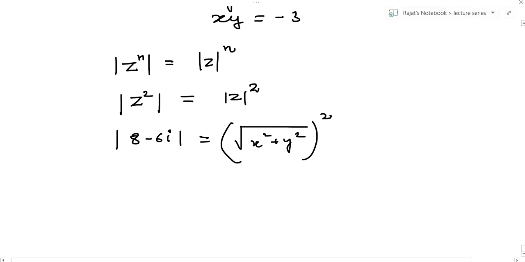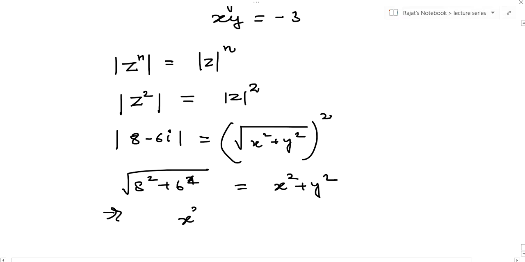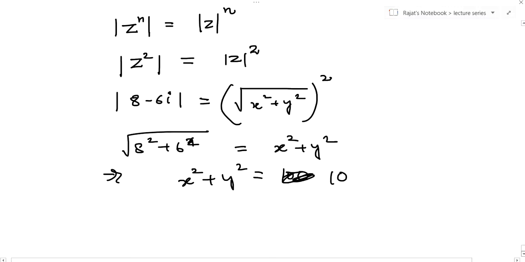Okay. So mod of 8 minus 6i will be under root 8 square plus 6 square, which is equal to x square plus y square. So what we get, x square plus y square is equal to 10. 8 square is 64, 6 square is 36, so 100, and under root of 100 is 10. What is the use of this thing?